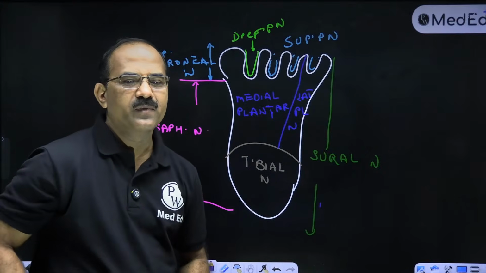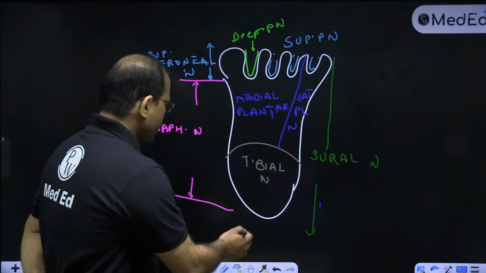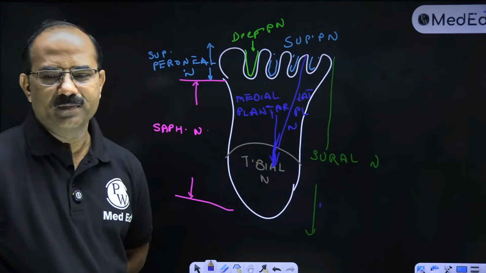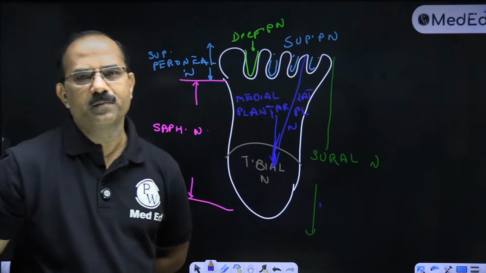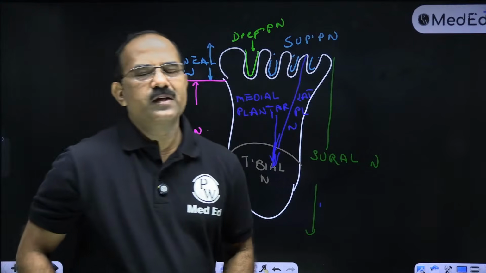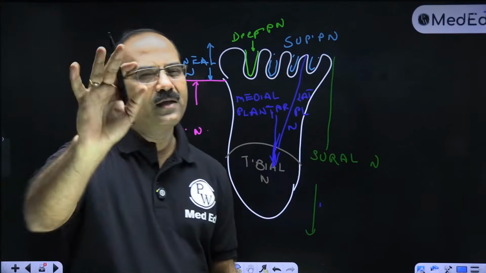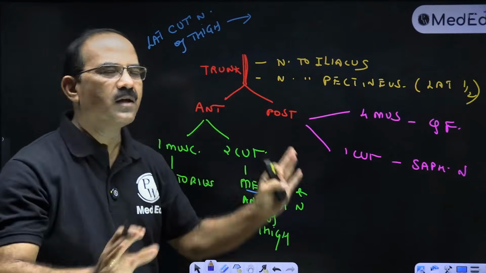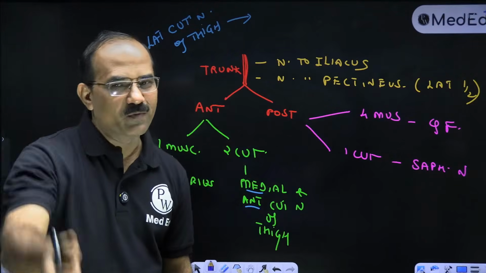ये याद रखना. So medial and lateral plantar nerves are branches of what? ये दोनों branches हैं tibial के. ये tibial nerve की branch है. Fine, perfect. Okay, that's it. I hope this is clear to all of you. So anterior compartment, बस ये याद रखना है आपको. Just remember this for the anterior compartment. Femoral nerve, very easy. This is what is expected, what is required. Fine.